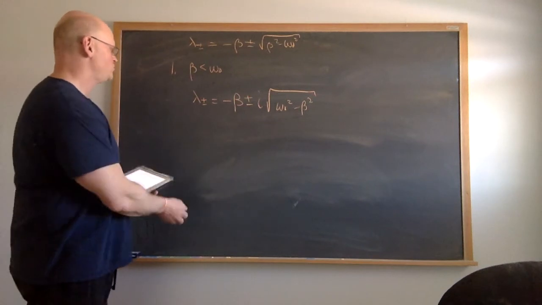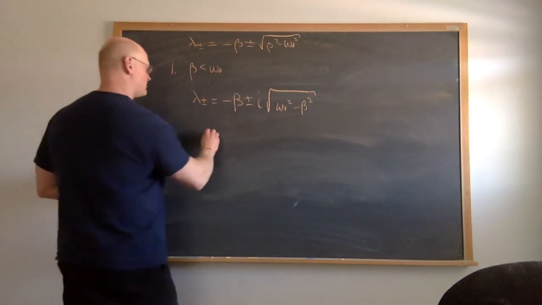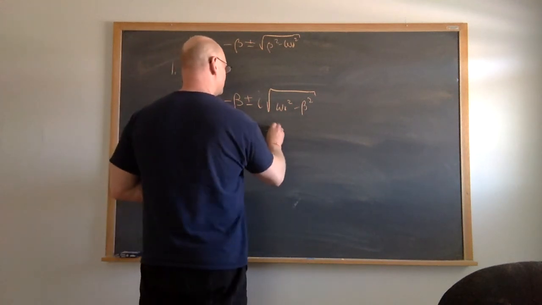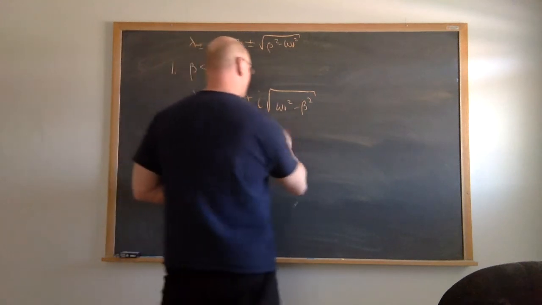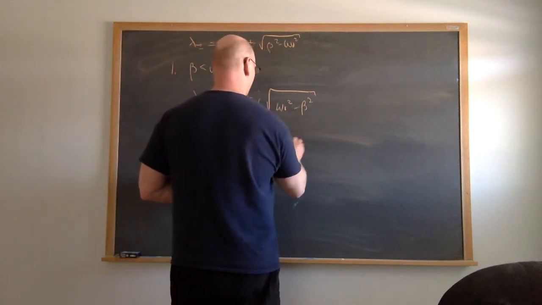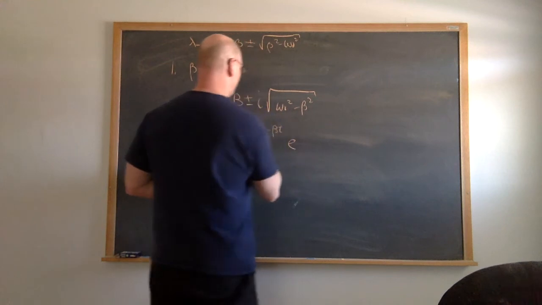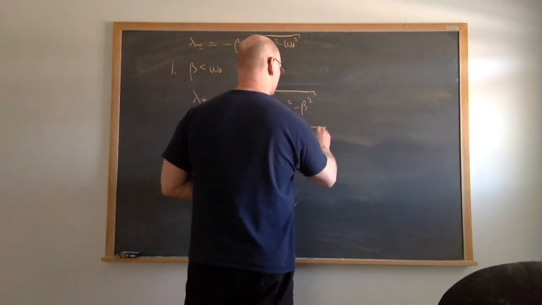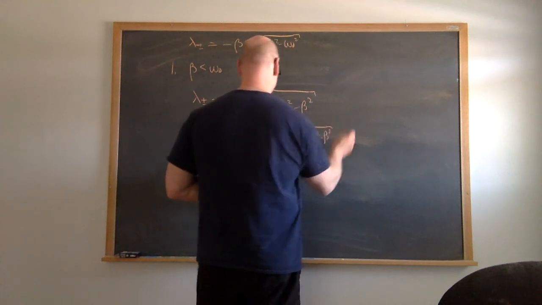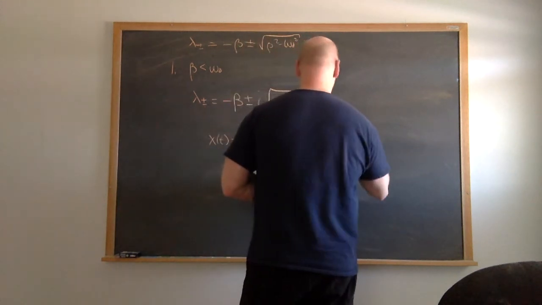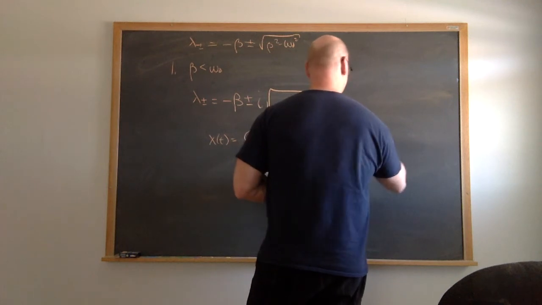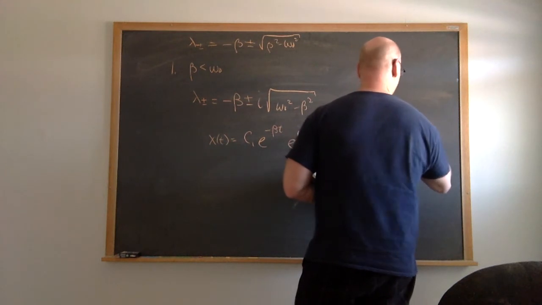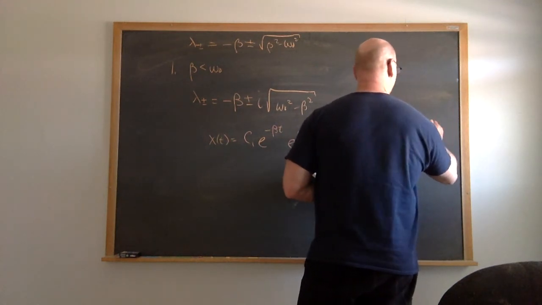Now if we go back to our general solution, x of t is equal to c1 e to the minus beta t, and then e to the, with the positive sign, i times the square root of omega 0 squared minus beta squared, plus c2 e to the minus beta t e to the minus i square root of omega 0 squared minus beta squared.